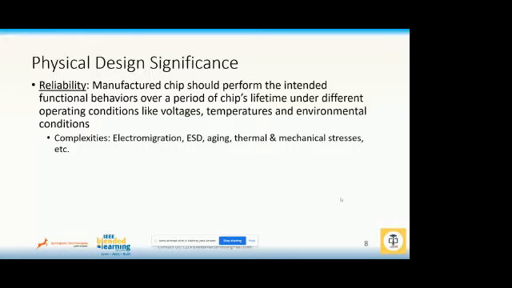You can continue. You're talking about reliability, right? Yeah. So again, the chip has to ensure the reliability parameters are all met. So we can move on to the next slide, Hari.